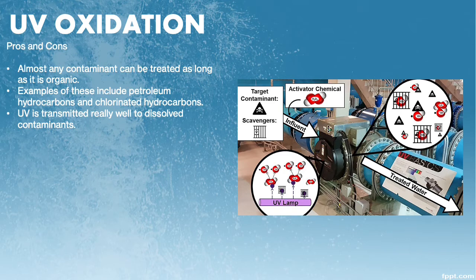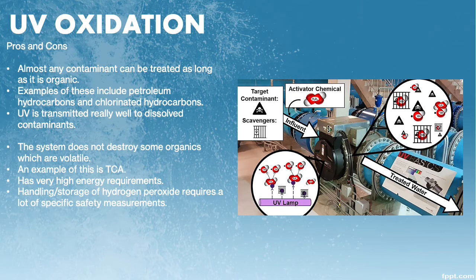Also, the UV is transmitted really well to dissolved contaminants. Some of the cons, however, is that the system does not destroy some organics, which are volatile. An example of this is TCA. What happens instead is that the contaminant may be vaporized, and then after it's vaporized, it would need to be treated in an off gas system. So that's definitely not ideal.